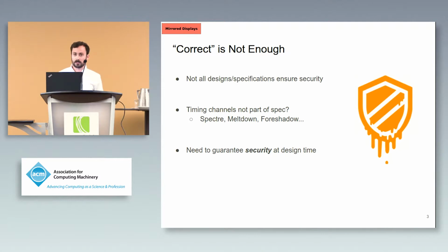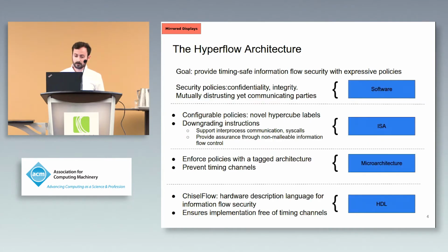And even if we know how to implement processors correctly, this is also not sufficient because not all designs or specifications ensure security. Previously, processor designers have not considered timing channels part of the threat model, but the recent devastating timing channel attacks such as Spectre, Meltdown, and Foreshadow show that this is a poor assumption. So we need to guarantee security at design time before the processor is released. Our approach to doing this is to provide information flow security down to the hardware implementation level.